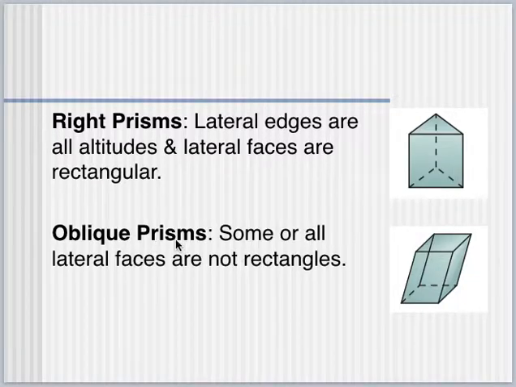Oblique prisms you could think of as leaning prisms. The edges here are not making right angles with the base. Because of that, instead of having rectangular sides around the lateral edges, you have parallelograms instead.